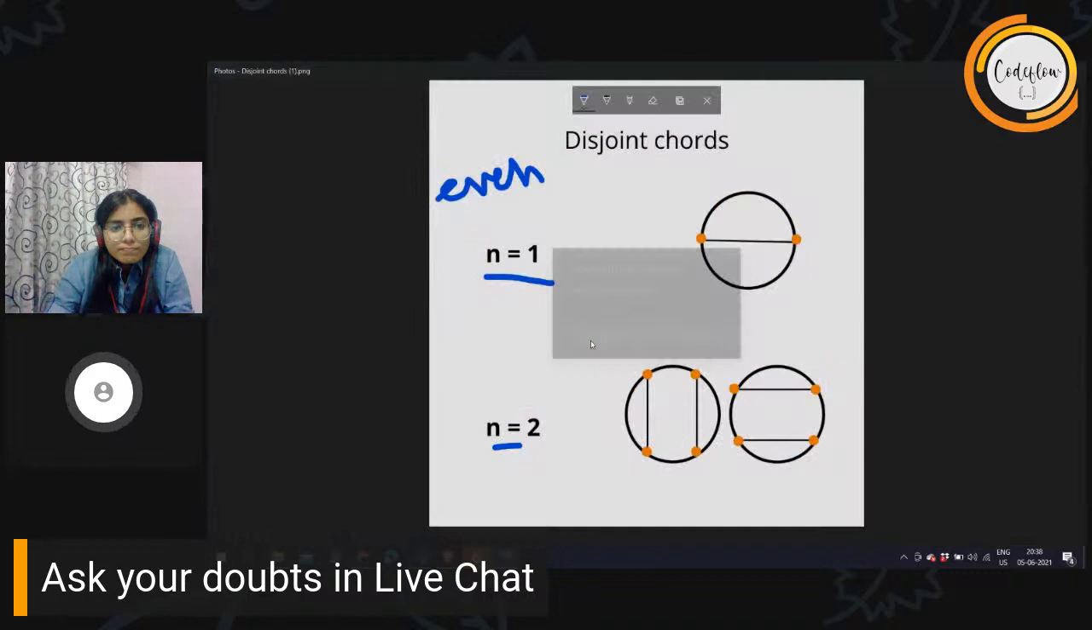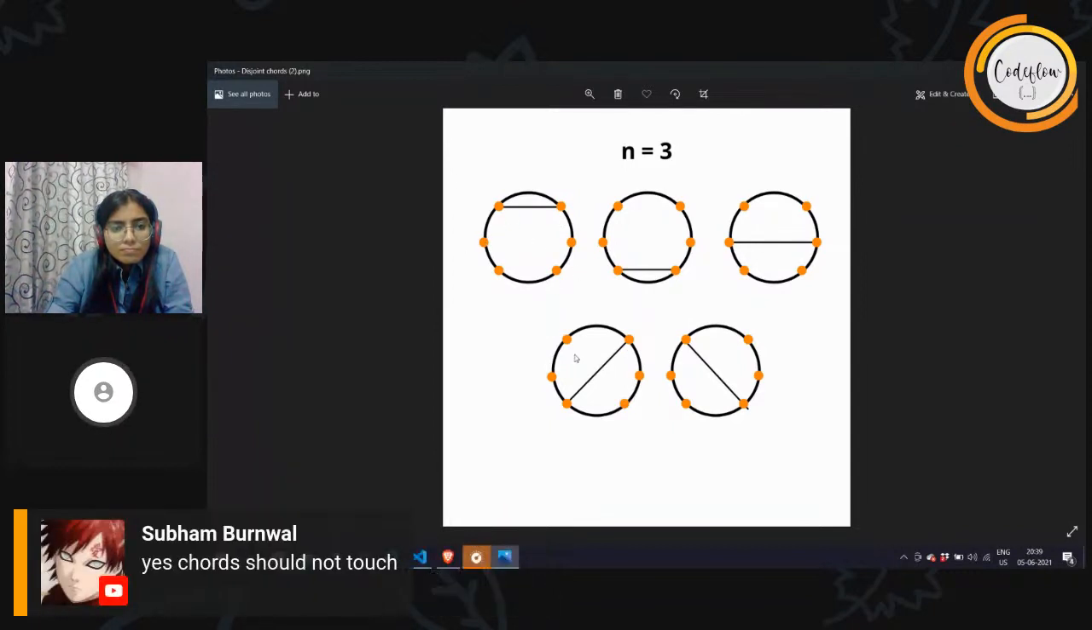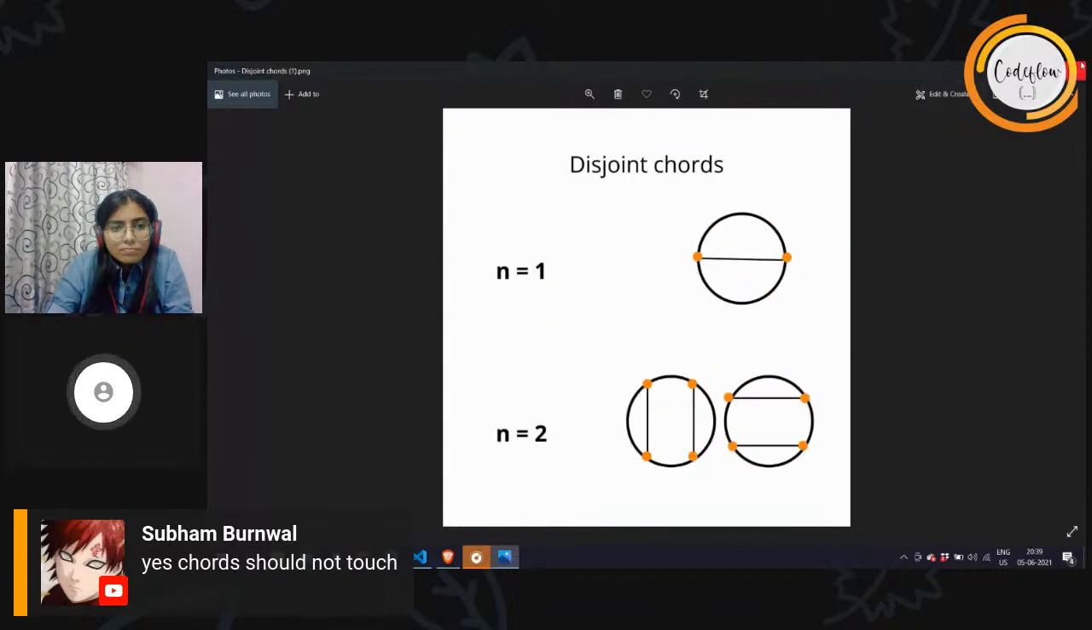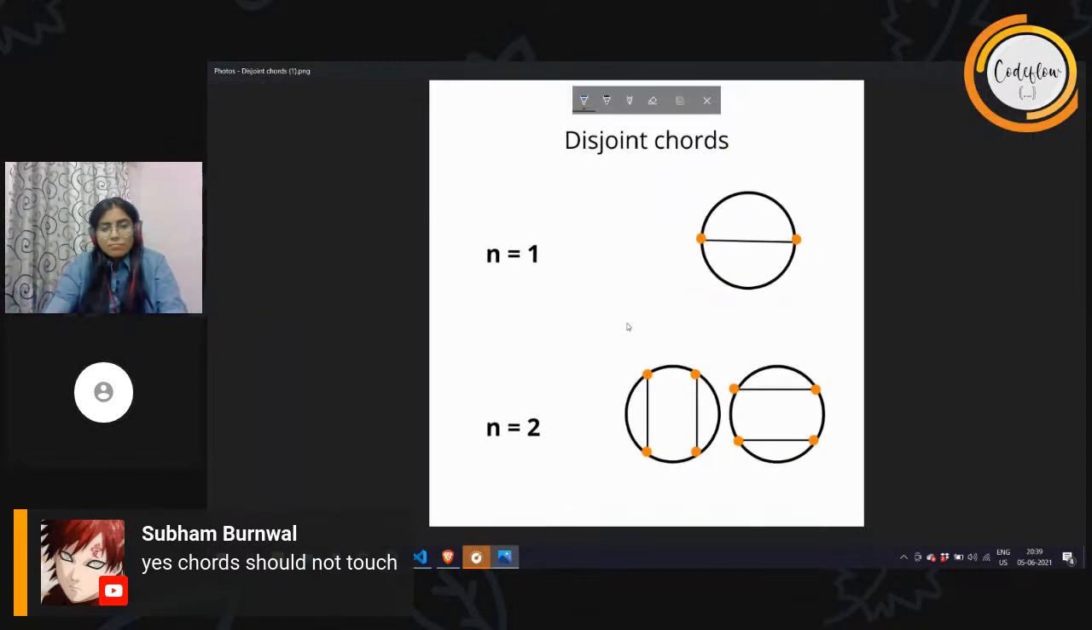For n is equal to 3, I am showing you one pair can be made like this, okay? This can be one way, this can be one way, this can be one way, this can be one way, this can be one way. In this way I can divide, right? Chords should not touch. Okay. And I have just given one example of a chord, okay? Now, let me show you how this will happen.